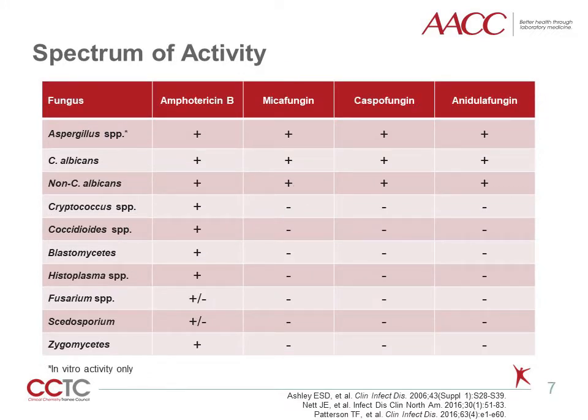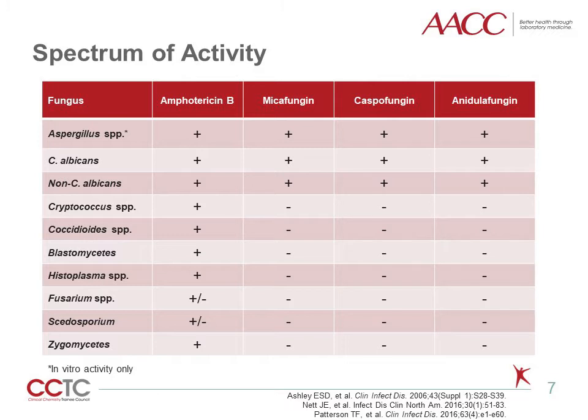Here's a similar table for Amphotericin B and the Echinocandins, from which you can see that Amphotericin is our most broad-spectrum antifungal agent by far, with activity against virtually all the yeast, mold, and dimorphic fungi, while the Echinocandins are solely active against Candida. While they do have some in vitro activity against Aspergillus, their in vivo activity is not reliable enough to be used clinically for the treatment of aspergillosis.